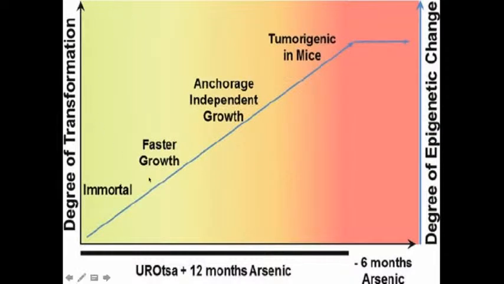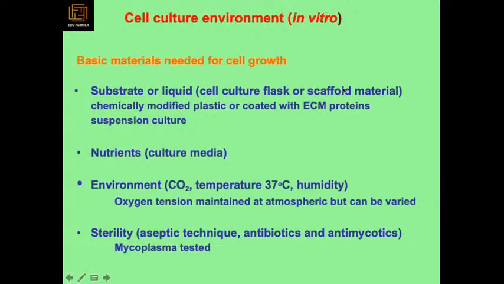So the degree of transformation, this is for the cells, 6 months, and degree of epigenetic changes. Initially they are immortal, then faster growth, then they become tumorigenic in mice later on. Then the cell culture environment, how it should be for the basic growth of a cell. It should be substrate or liquid, chemically modified plastic or coated with ECM proteins, or suspension culture.